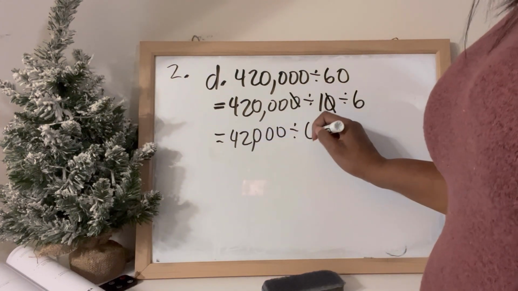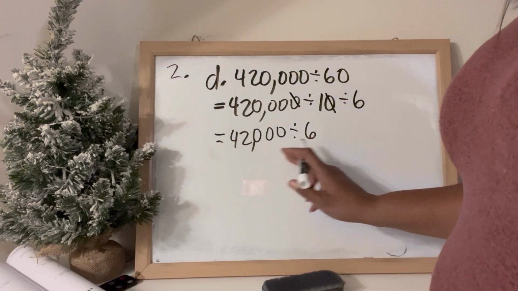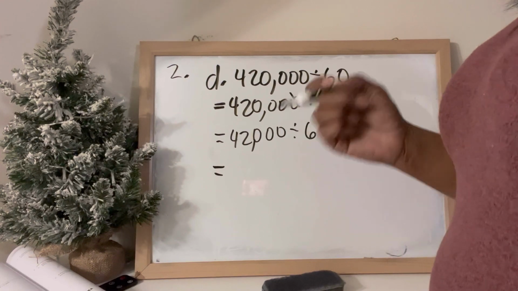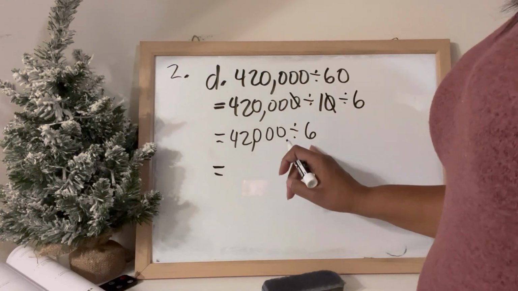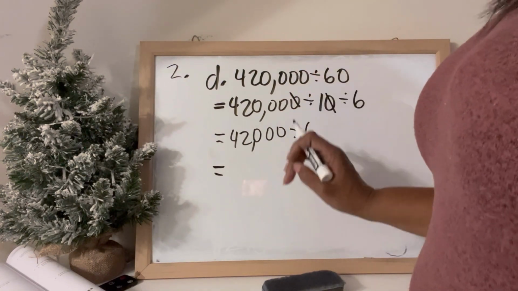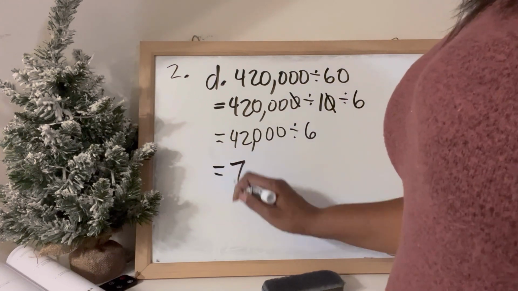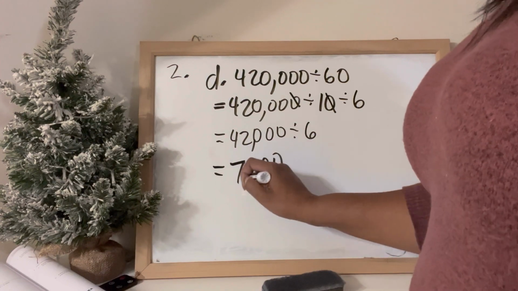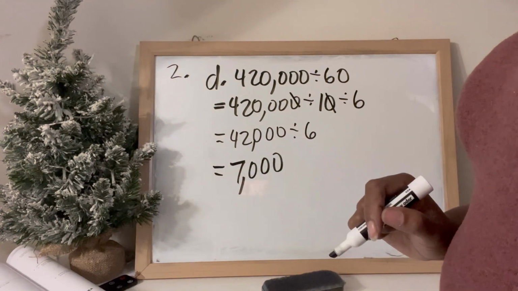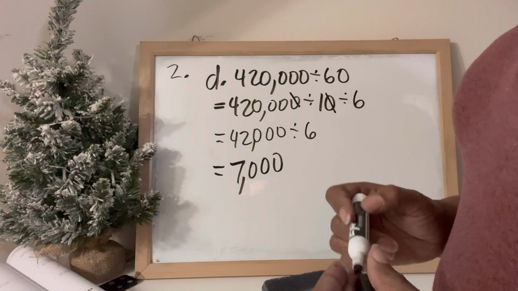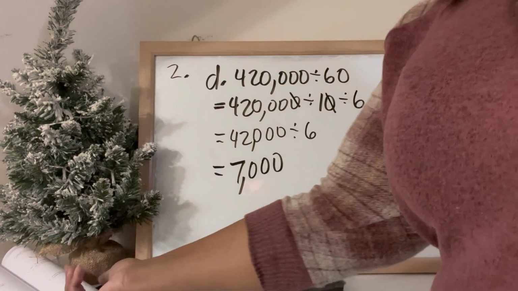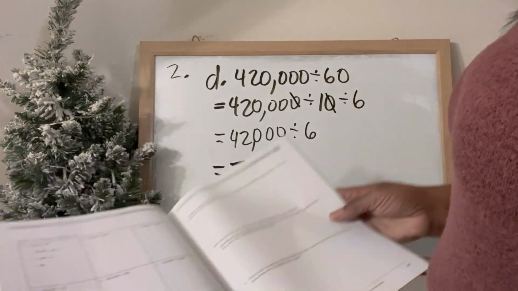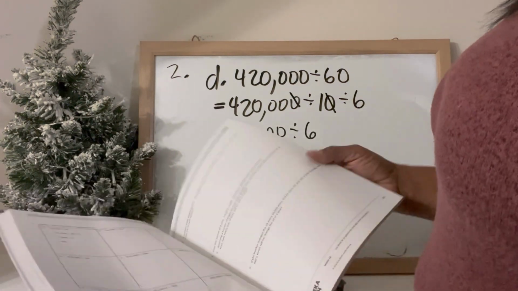And now divide by 6. And you'll ask yourself what times 6 equals 42 in order to do 42 divided by 6. You're going to use your knowledge of your facts, so you'll arrive at 7 times 6 equals 42. And then you will write these 3 zeros that did not cancel out, and that will make the quotient 7,000. Okay, and that's what we're doing for number 2. Also, there are some word problems, which are definitely going to involve division as well.